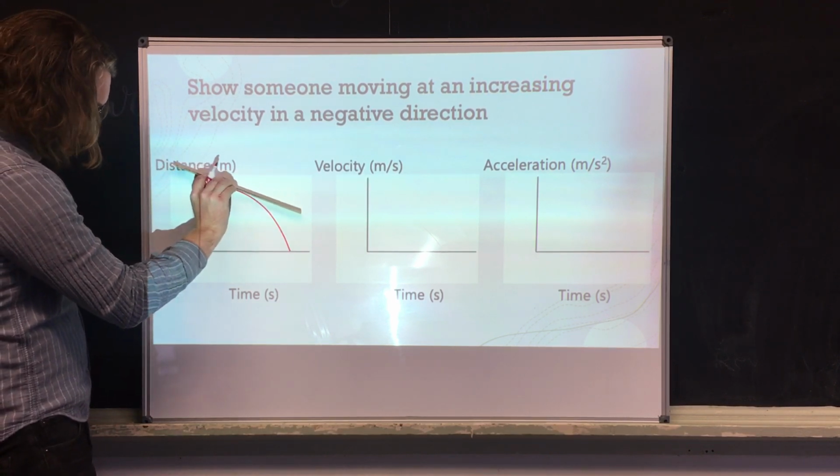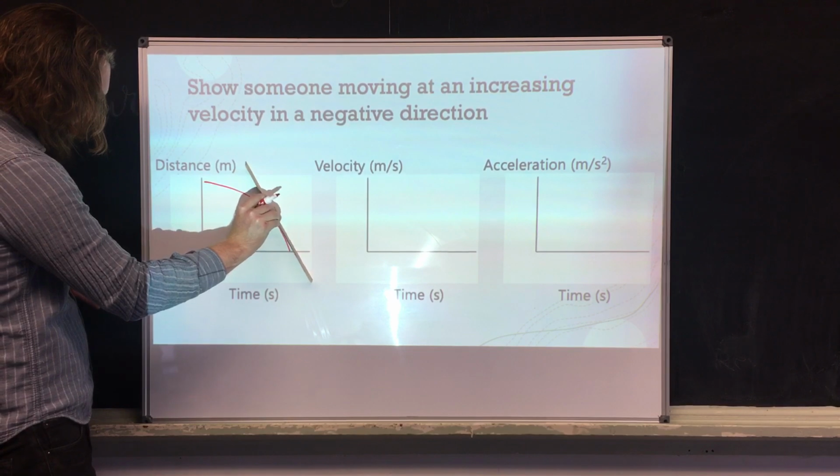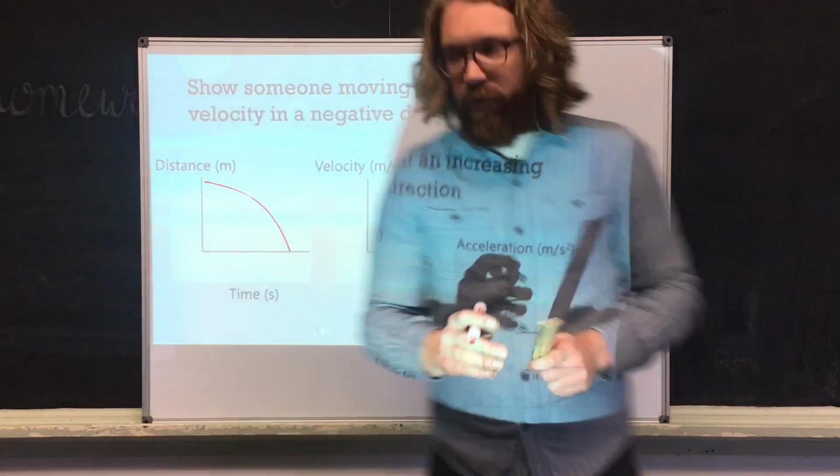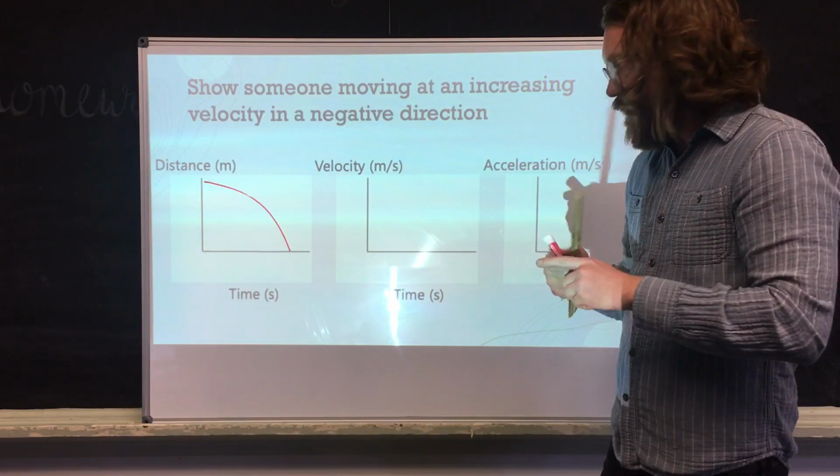Look at that. That's a flat slope. Follow the curve. Look at that. You see how the slope gets bigger and bigger and bigger? That's why we have an increasing velocity. Bam. All right. Let's look at the next graph. Let's look at our velocity graph.